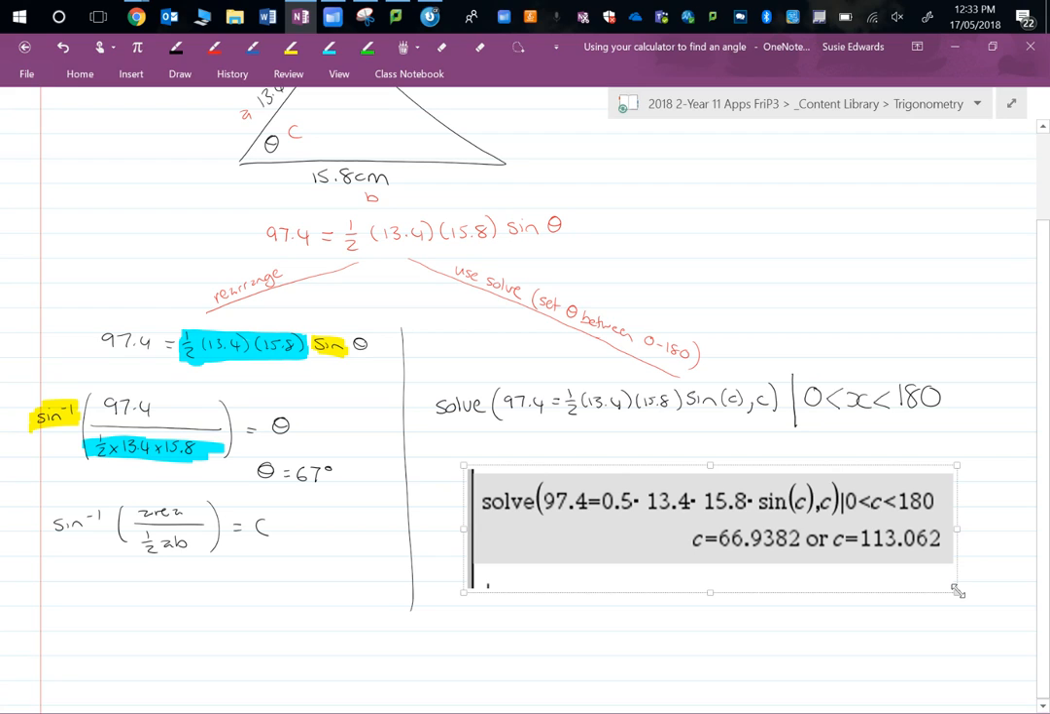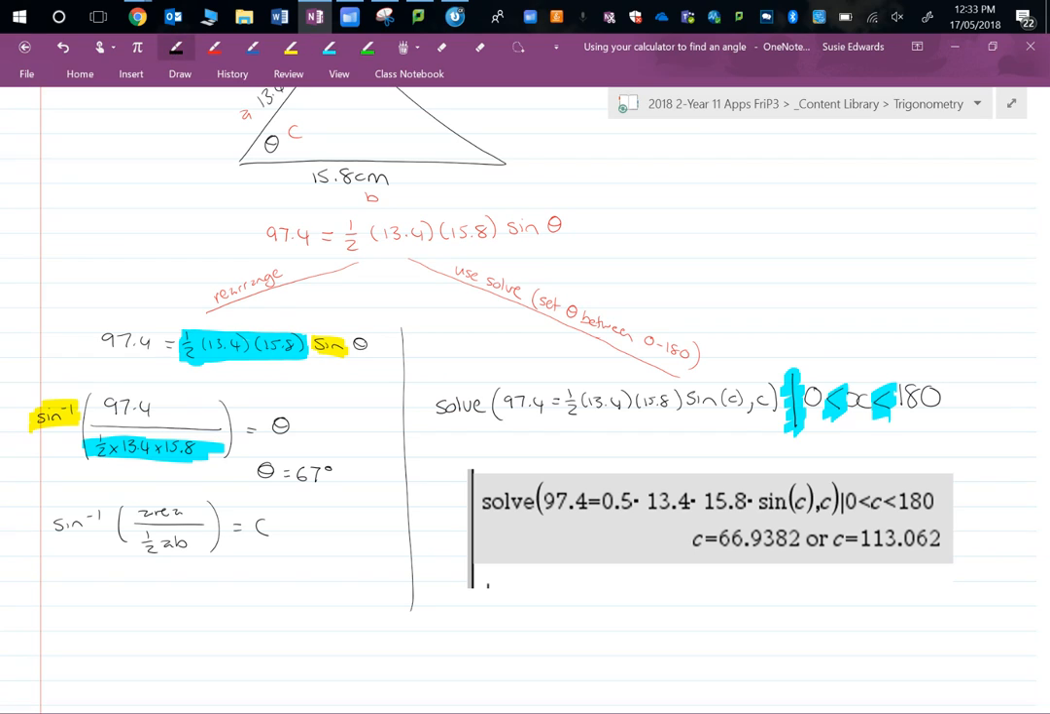To find these buttons, you need to go to control and then the equals button. That will give you all 3 of those buttons. We're trying to say we need our answer between 0 and 180, and so then I can write C equals 67 degrees.